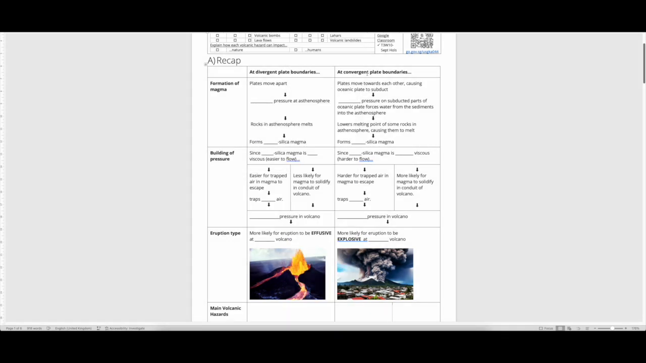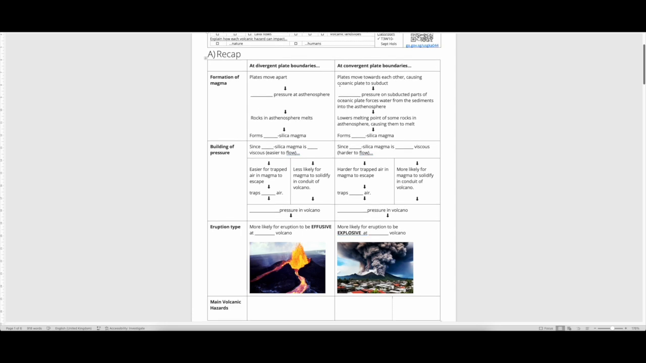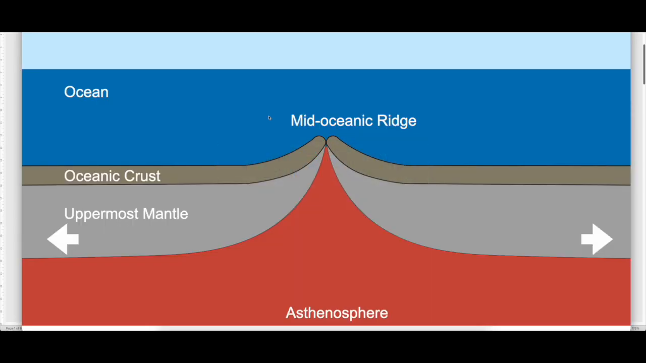Alright, I think you're done already. Okay, so let's walk through this to explain what the different kinds of volcanoes are, so we understand the different kinds of volcanic hazards. Let's start at the divergent plate boundary. This is an example of a divergent plate boundary. You have the oceanic crust, two oceanic plates moving apart from each other. Then there's the asthenosphere here.